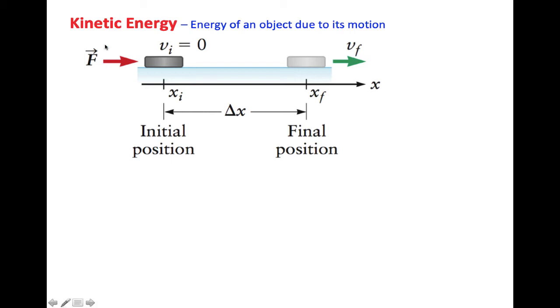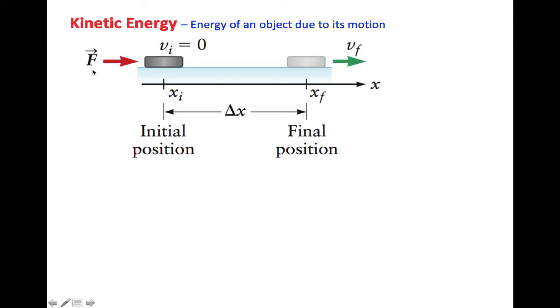We are going to derive the formula for kinetic energy. Kinetic energy is the energy of an object due to its motion. The scenario here is that we have an ice puck on ice. It is at rest, so Vi equals 0.